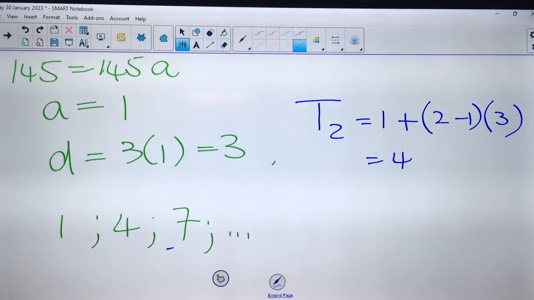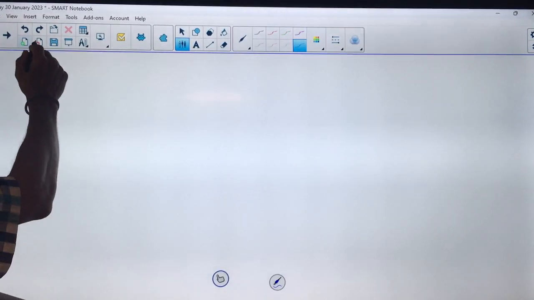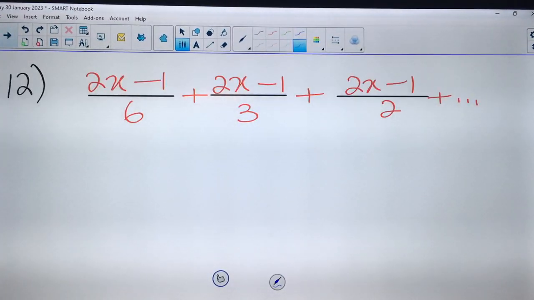Okay, then we're going to go to number 12. The reason why I picked that one is that as soon as you see the word proof, then everything goes wrong. Is that not so? True, sir. Prove that this is an arithmetic series.